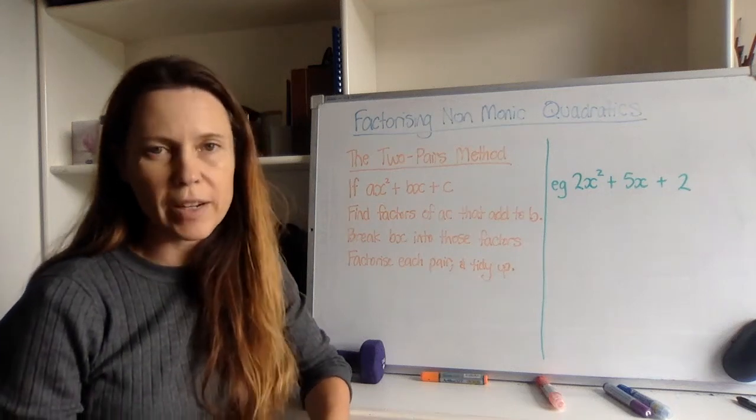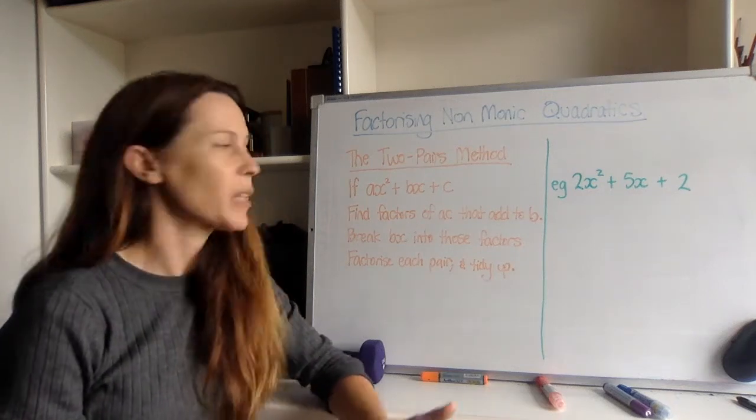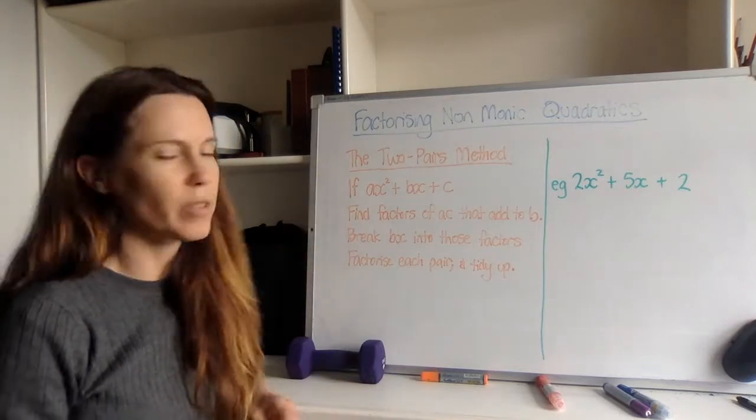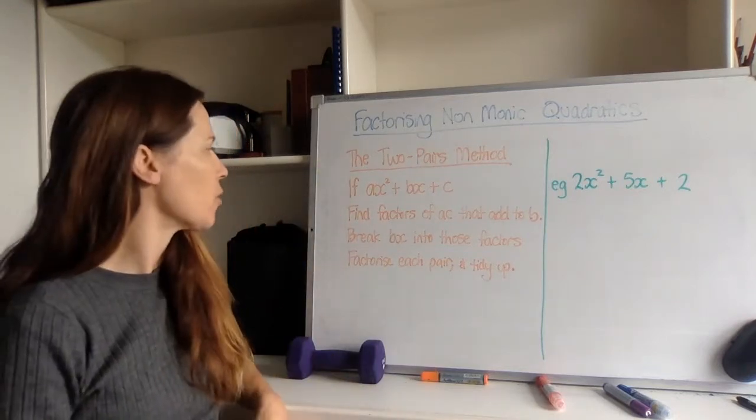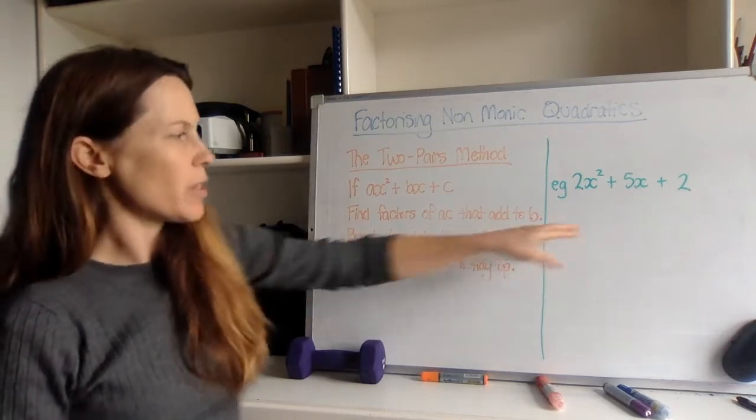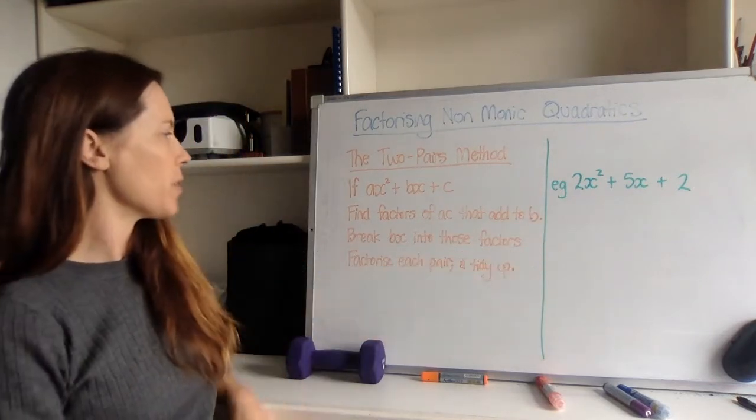Factorising non-monic quadratics, I'm going to show you two methods. You can pick your favourite. Now the first one is called the two pairs method, or at least I call it that. Now here's some instructions, and over here we're going to do an example following those instructions.